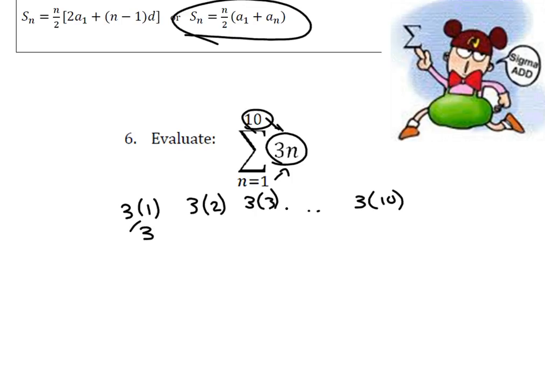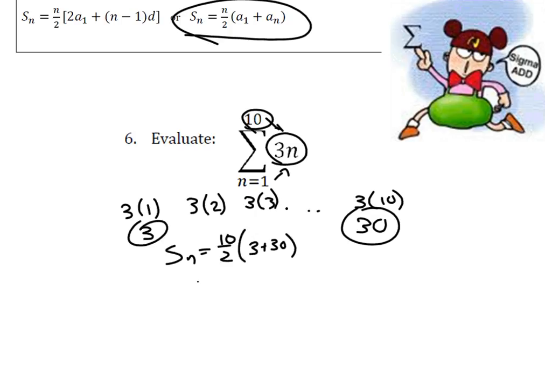Okay, my first term is 3. The last term is 30. So the sum here is going to be 10 divided by 2 times 3 plus 30. So it's going to be 33 times 5. So that should be 165 when I do that.